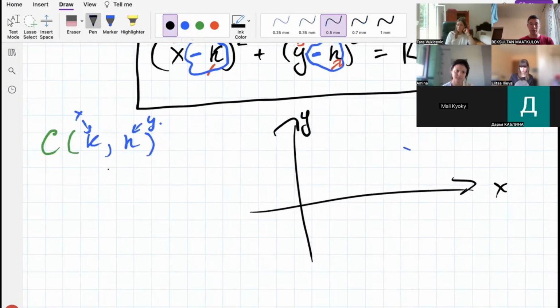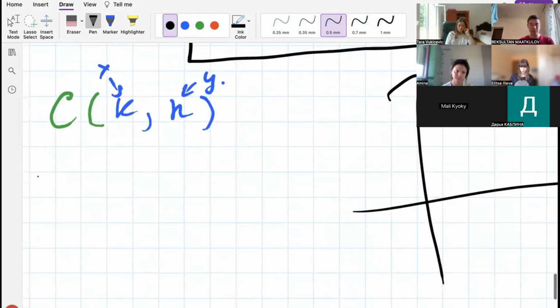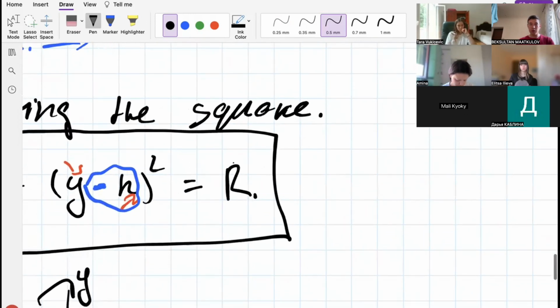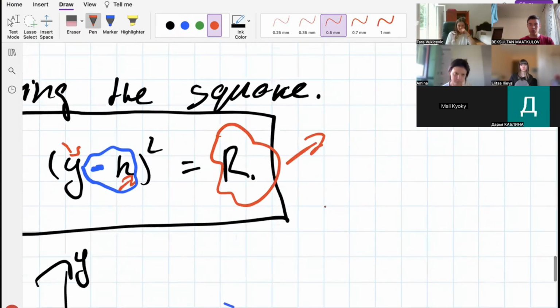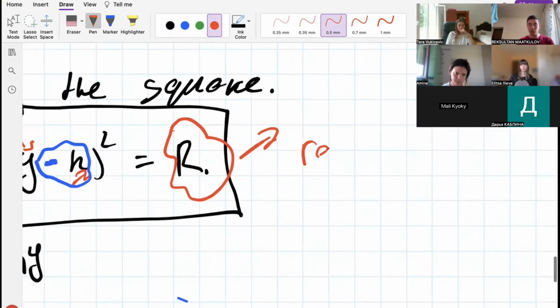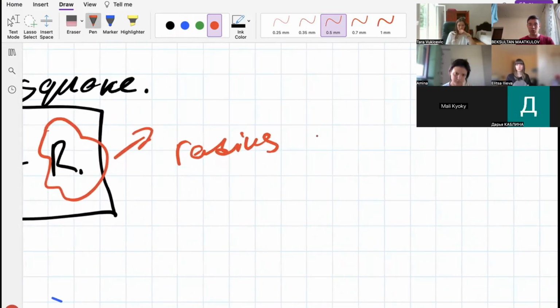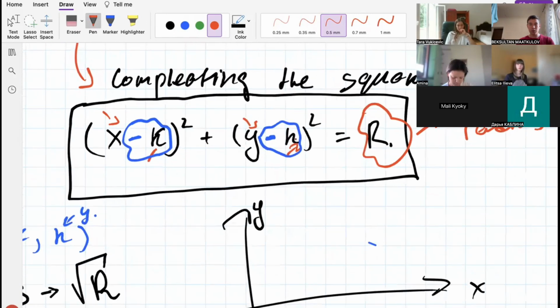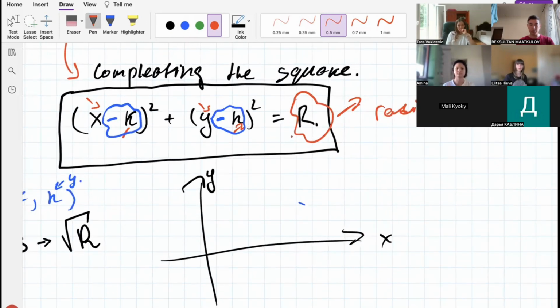Okay, the next part we have to figure out is the radius of the circle. So the radius of the circle is the square root of R. Usually you're given R, and usually it's just some number. In order to figure out the radius, you have to take the square root of R. So radius equals square root of R. And yeah, that's it.